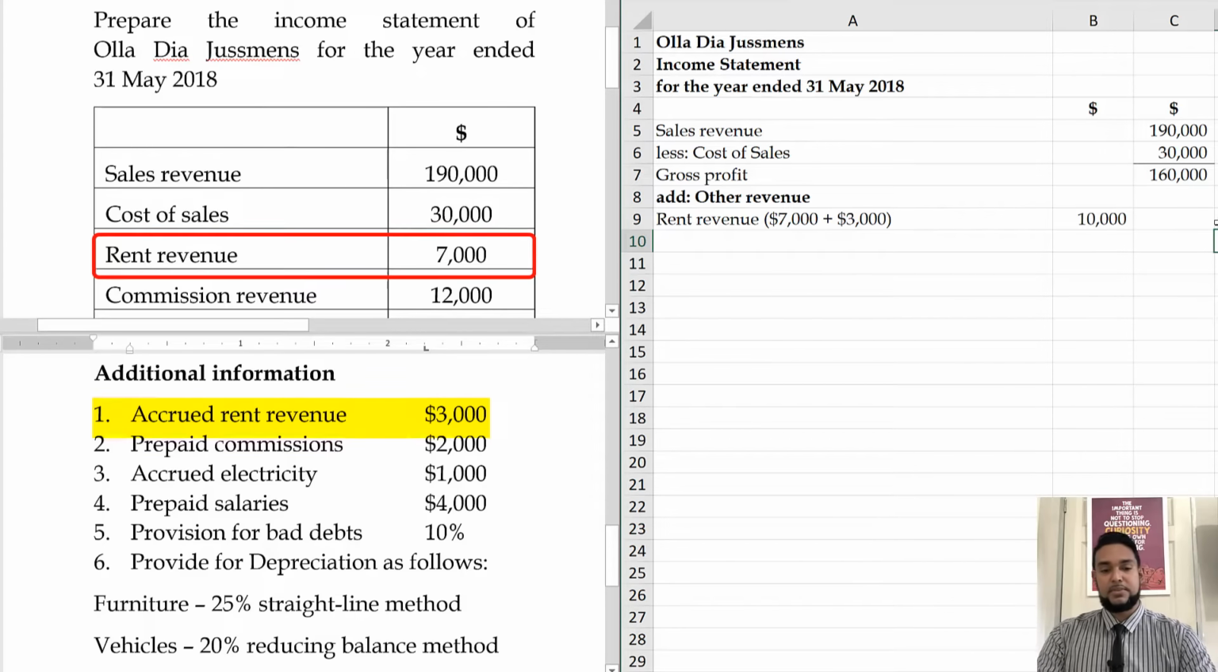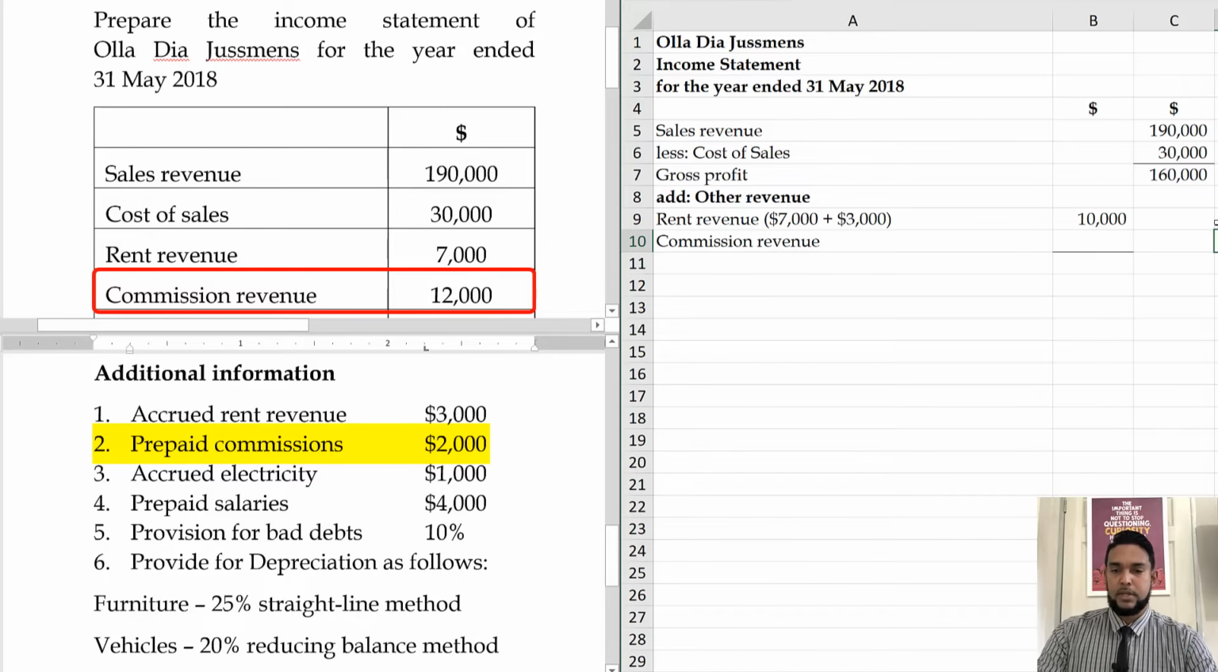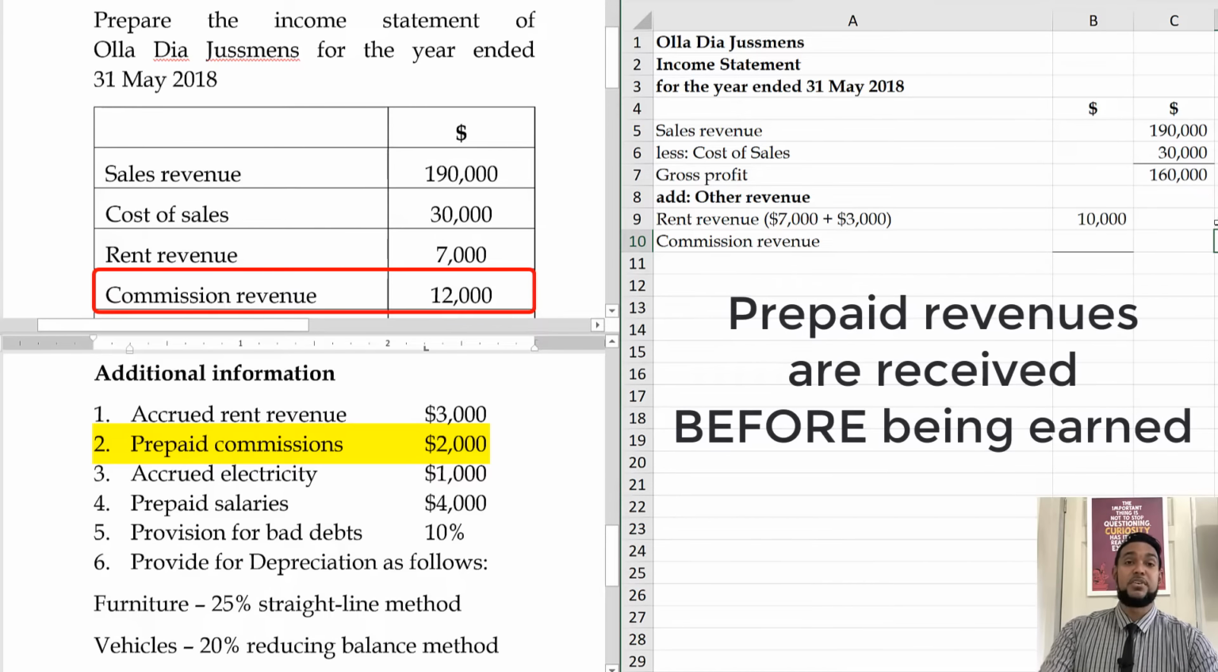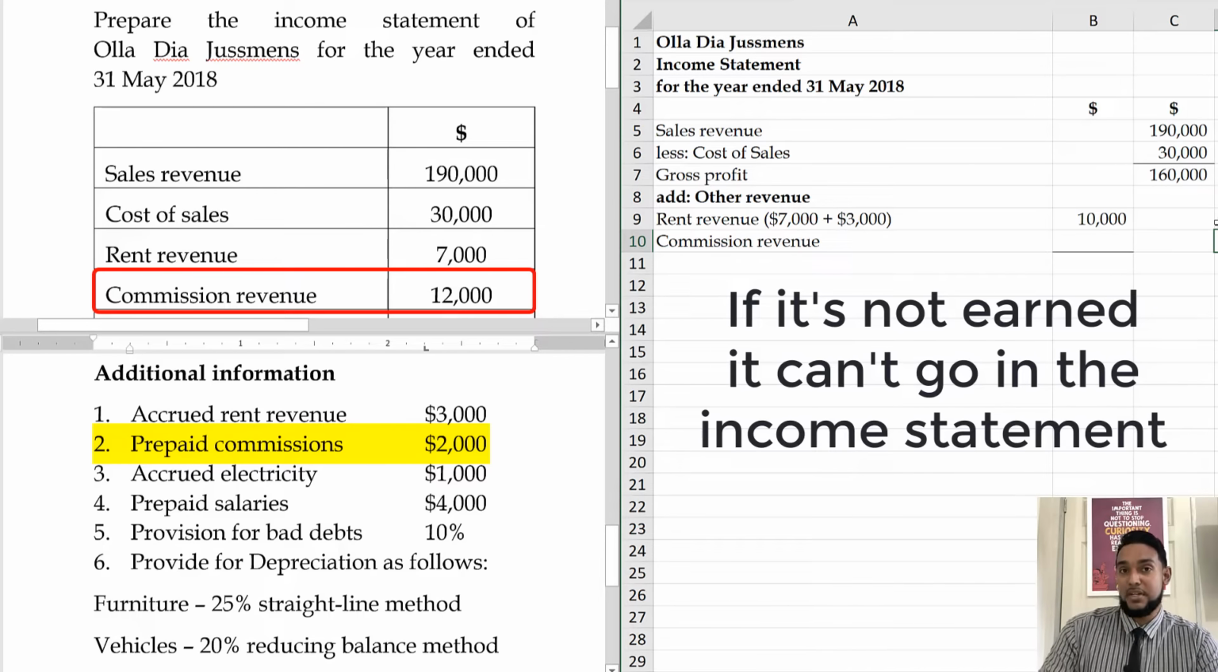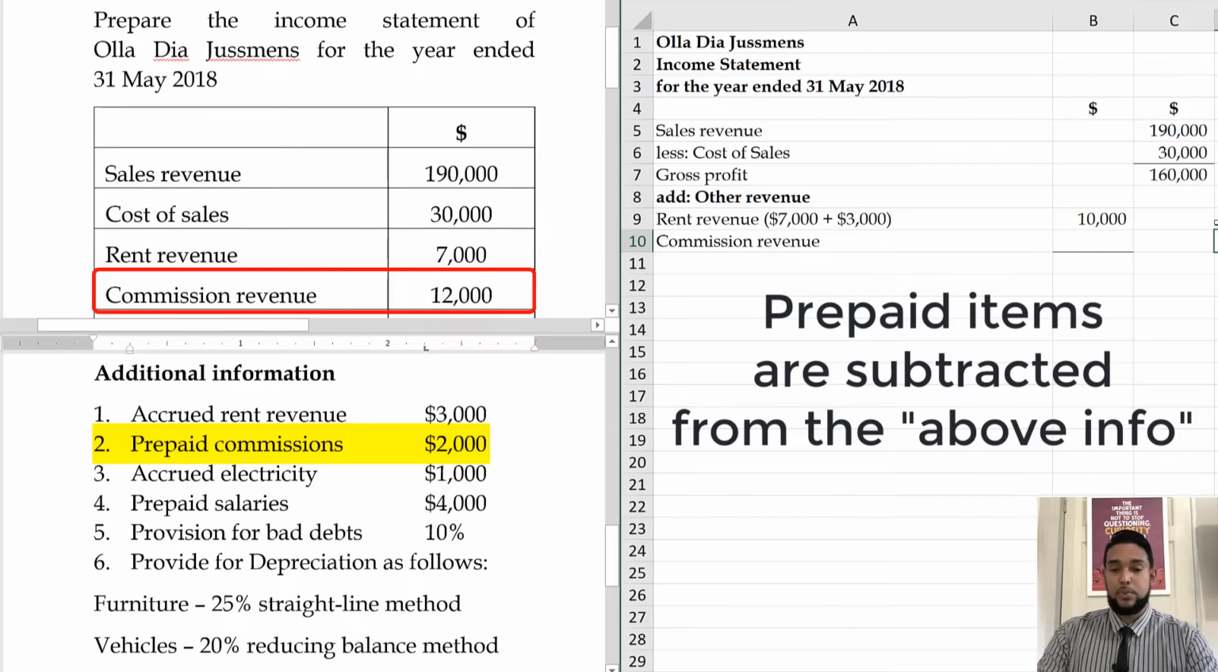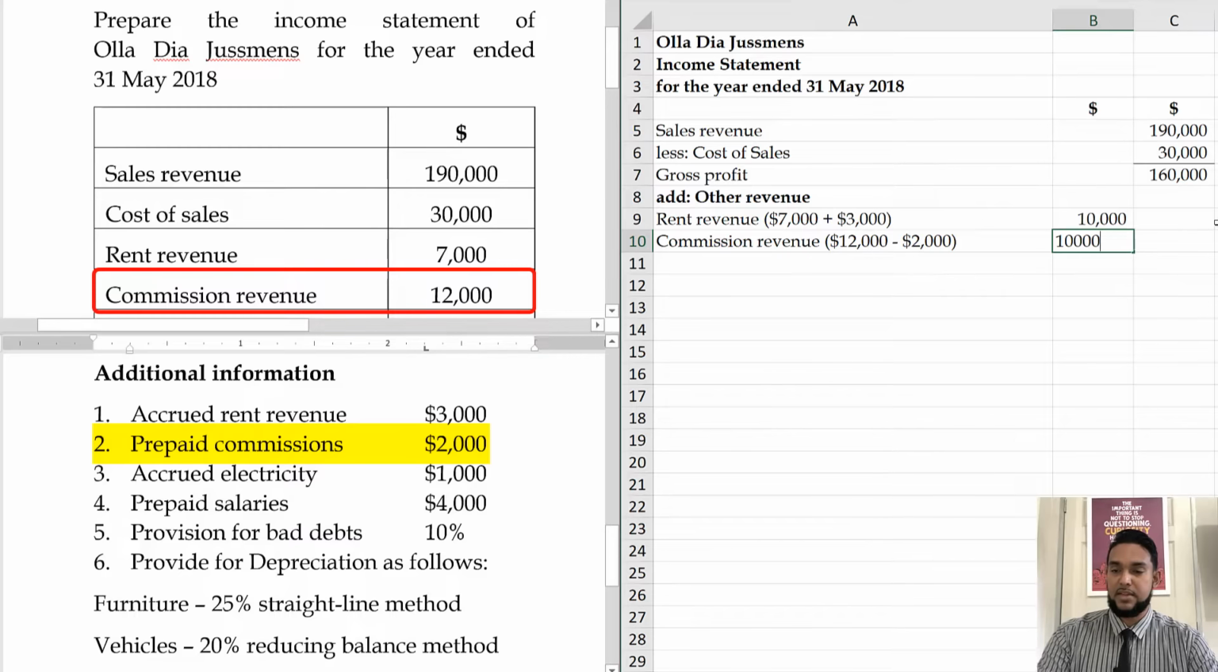The next revenue item I'm seeing is commission revenue. Commission revenue says 12,000 in the upper portion of the information, but in the additional information below, it says prepaid. Now, what do we do with a prepayment? Well, what is a prepayment? A prepayment, in this case in revenue, is an amount we received in advance of earning it, which means we have not yet earned it. Thus, we cannot put something we've not yet earned in the income statement, which means we have to subtract it. Long story short, we have to subtract the prepayments. In this case, 12,000 minus 2,000 will give us 10,000 again.